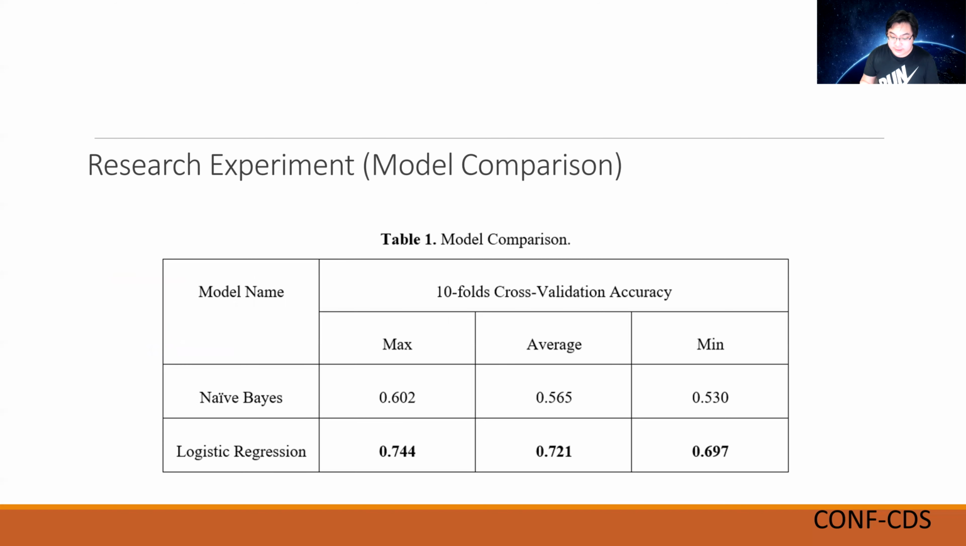For the model comparison, we can see that the logistic regression model gets much higher performance than naive Bayes in all max, average, and mean tenfold cross-validation accuracy. Thus, in the following experiments, we use the logistic regression model as our default model to improve it.